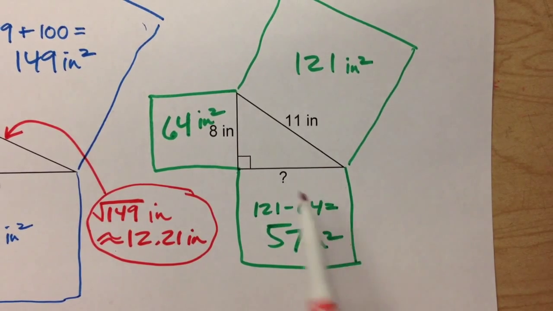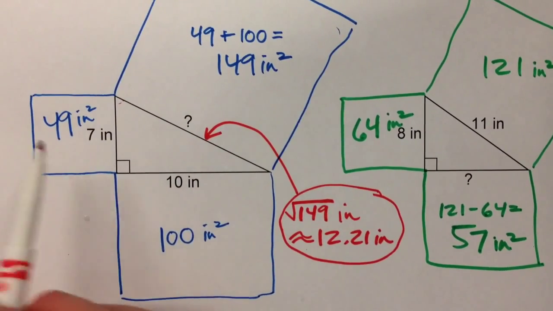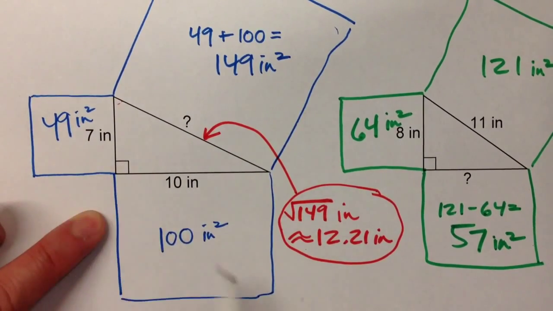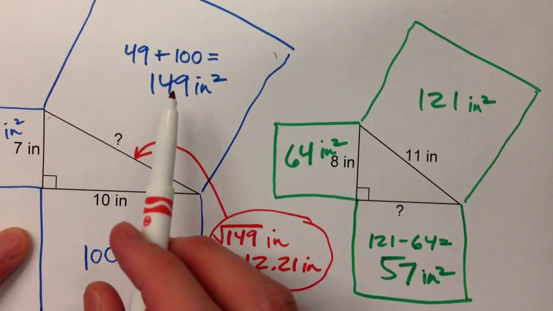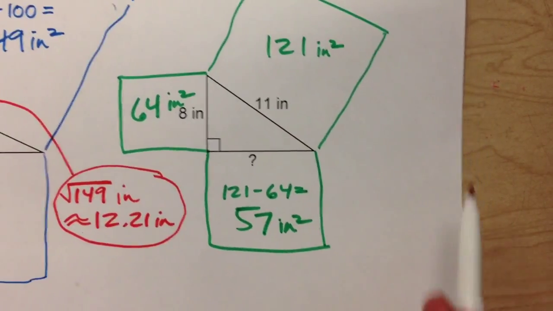So when we're missing a leg, it's a little bit different to find its length than when we're missing the hypotenuse. But that same idea still holds. The areas of the two smaller squares have to add up to the area of the big square.